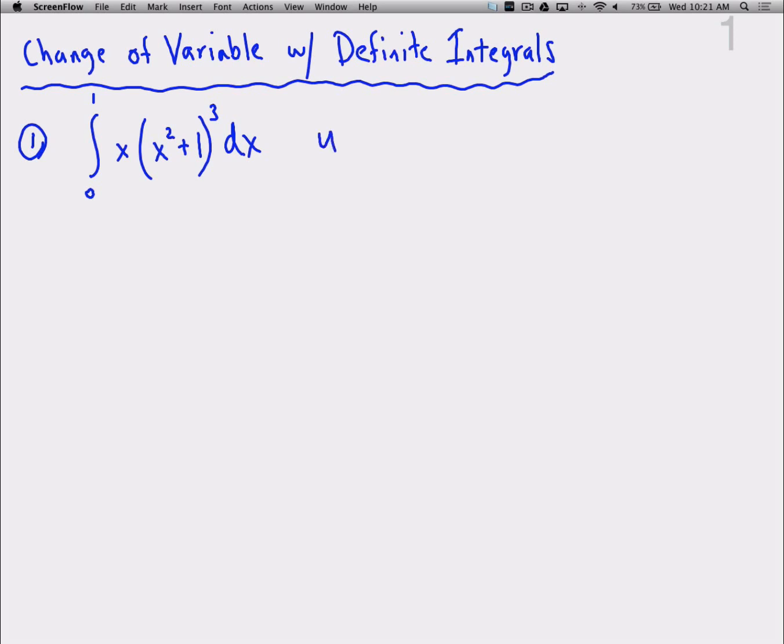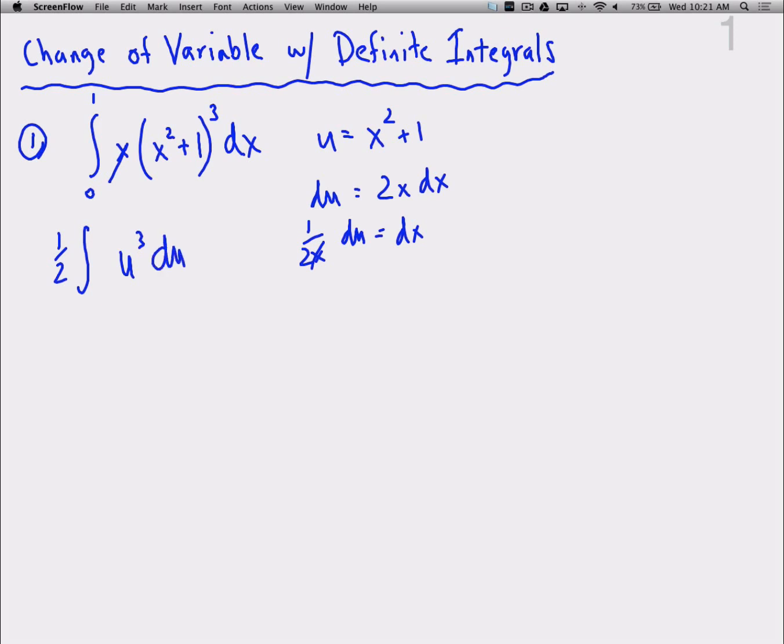So what do you think u is? Okay. So du is equal to 2x dx. So dx is equal to 1 over 2x times du. Doing a little substitution over here. This becomes u cubed. The x there cancels with the x there. I end up with a 1/2 out in front, and I end up with a du.